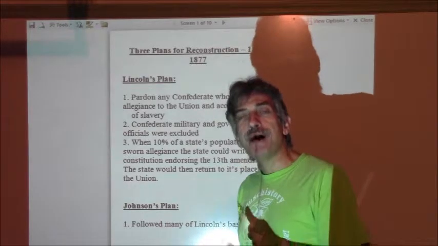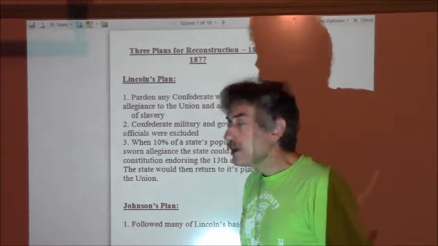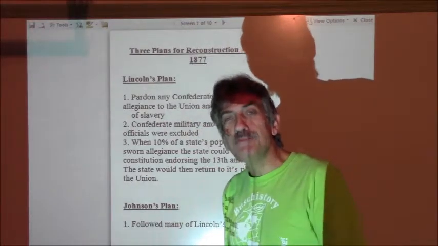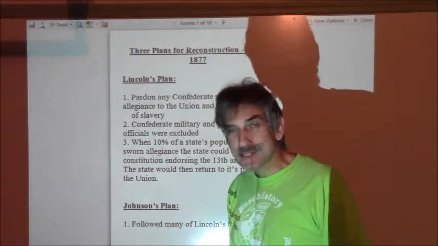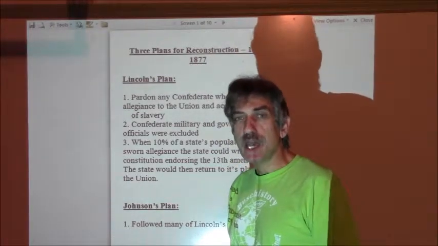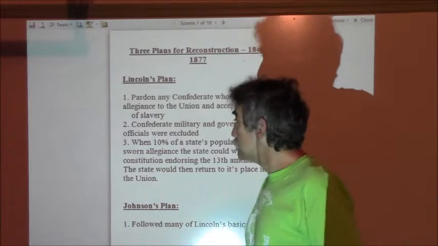Okay, so anyone in the South who swears allegiance to the Union and accepts the end of slavery, they're pardoned. By the way, I've heard people say, pardon any Confederate who pledges allegiance, meaning the Pledge of Allegiance that you and I all know. That doesn't come about for another 30 years. That Pledge of Allegiance does not exist yet. It's just an oath to the United States.